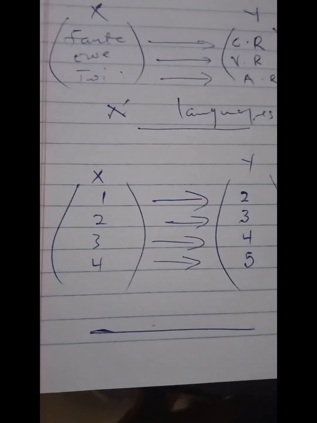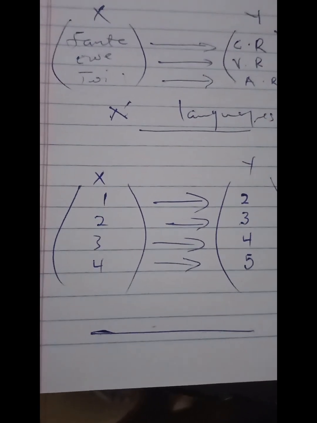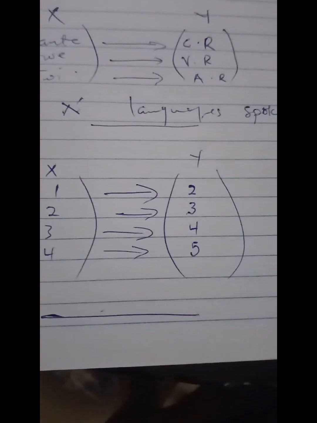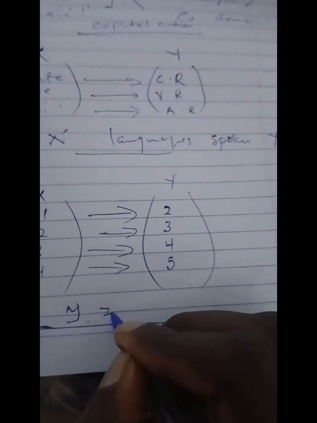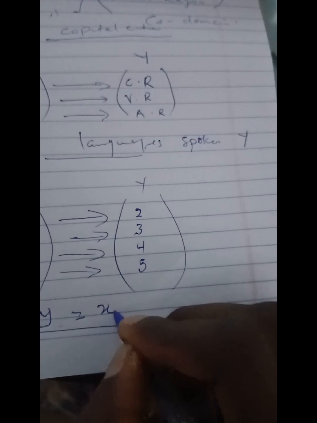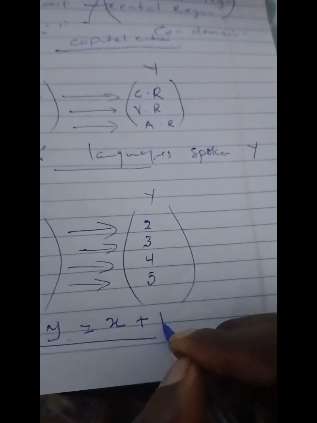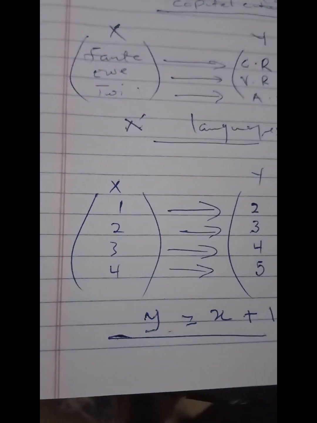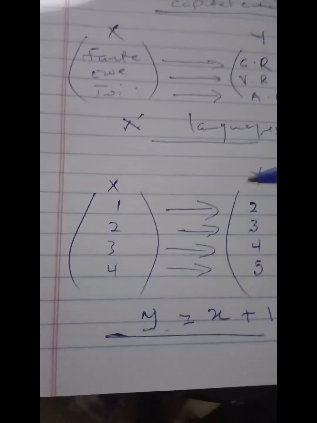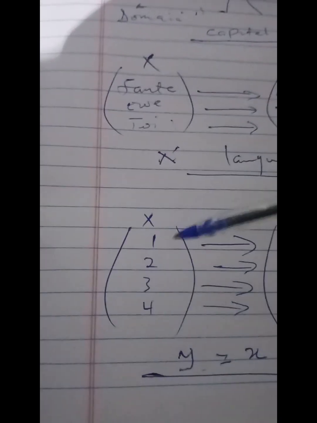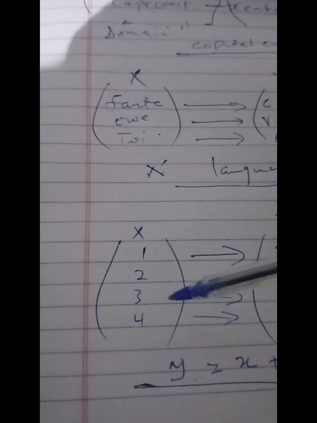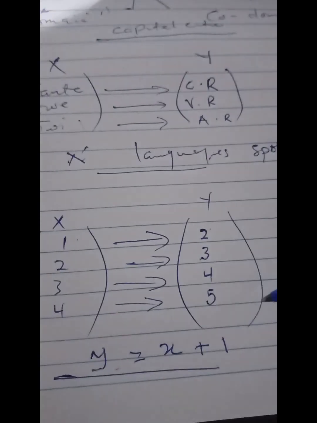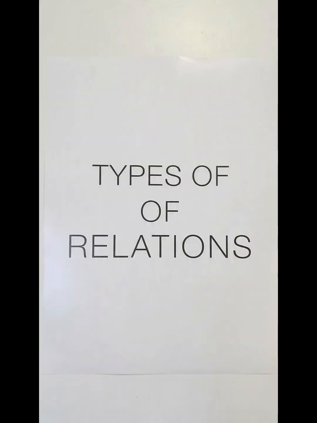So that means if we are to add 1 to the values of X, then that will give us Y. Y set is equal to our X set plus the number 1. So in this case, if we add 1 to our set X, that is giving us our set Y. So let's try to see. 1 plus 1 will give us 2. 2 plus 1 will give us 3. 3 plus 1 will give us 4. So that is the relation between them.